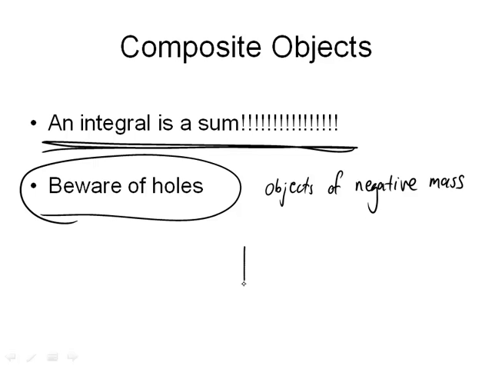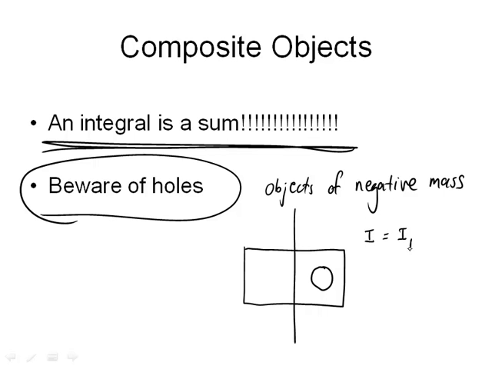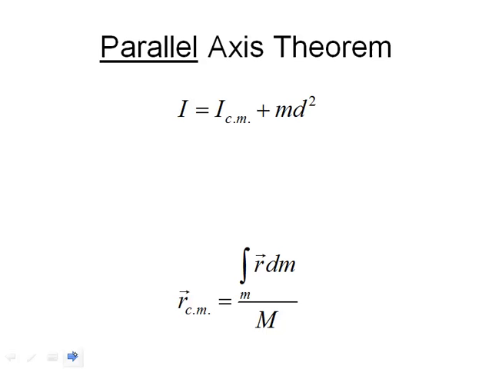So for example, if I wanted to know the moment of inertia of a plate with a hole in it, about, say, that axis, I would be equal to the moment of inertia of the rectangular plate minus the moment of inertia of the hole.